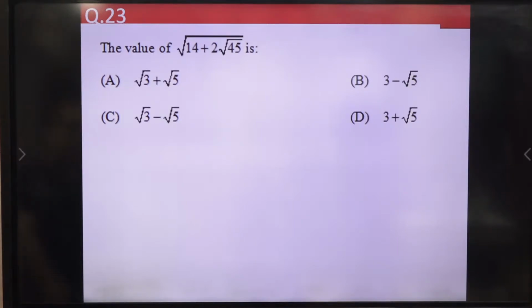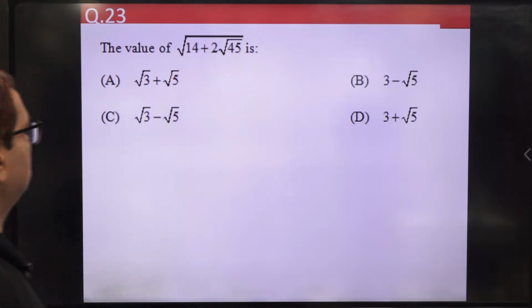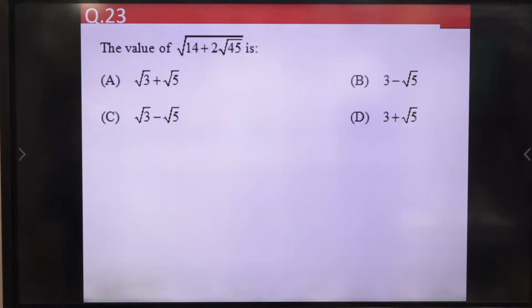The value of square root of 14 plus 2 root 45. The value of square root of 14 plus 2 root 45. So what will be the right answer here? So one student is getting D option. Okay, another is also getting D option.